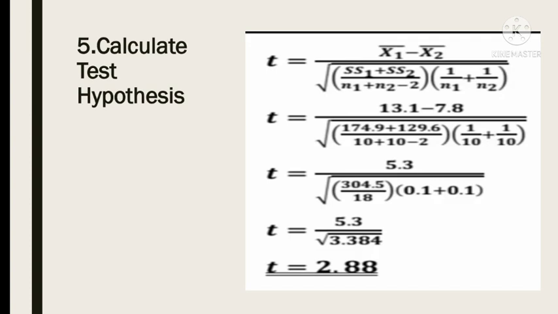If we compute that in a scientific calculator, that will give us the square root of 3.384. So 5.3 all over the square root of 3.384 is equal to 2.88.